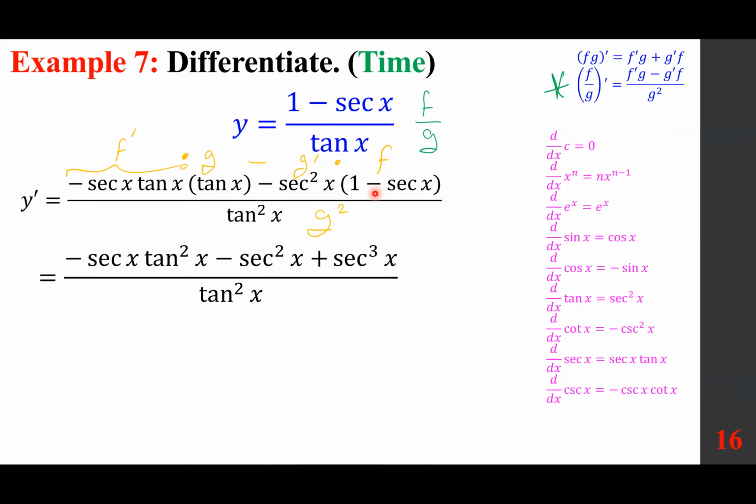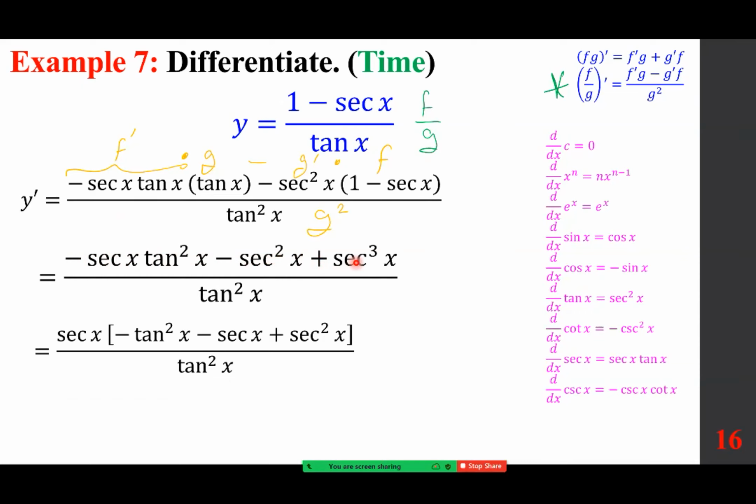We notice every term in the numerator has secant x. So we are going to factor out the secant x from the numerator. When we do that, the first one becomes minus tan squared. This one becomes minus secant x. And this one becomes plus secant squared. So again, the first one, minus tan squared. The second one, minus secant x. And the last one is secant squared x.